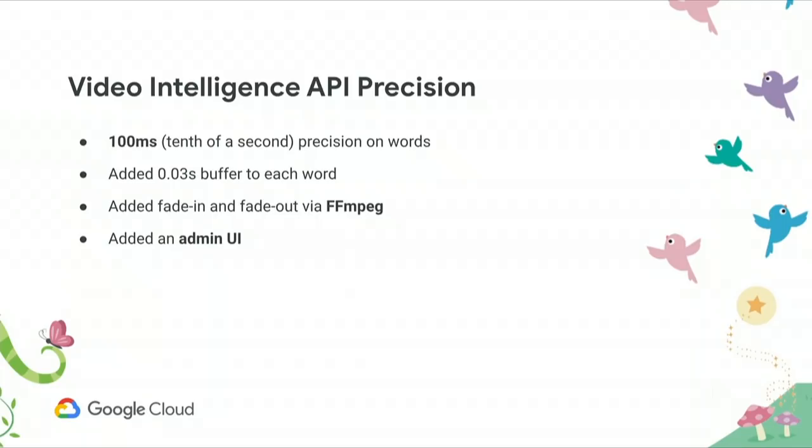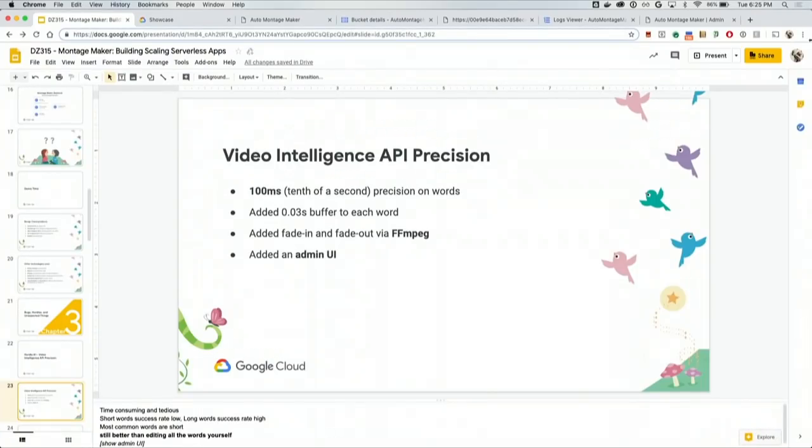So to get around that, we did a couple of things. We added a second buffer and used a fade in and fade out, which did help. But at the end of the day, we just had to approve each word, which is a horrible process, but it's still better than going through and clipping these words out yourself. And we did this with an admin UI. I'll show this real quickly, just for fun.